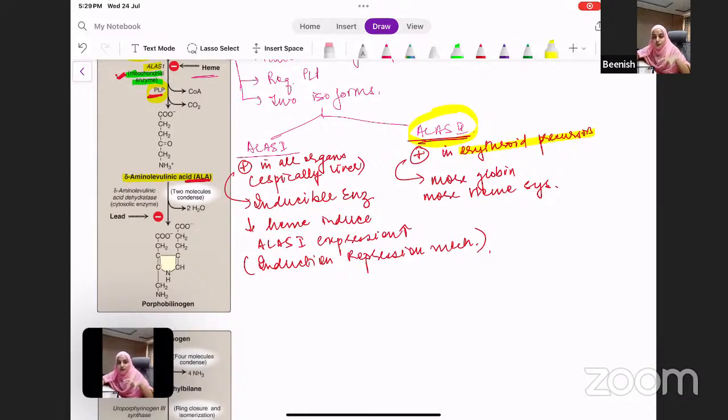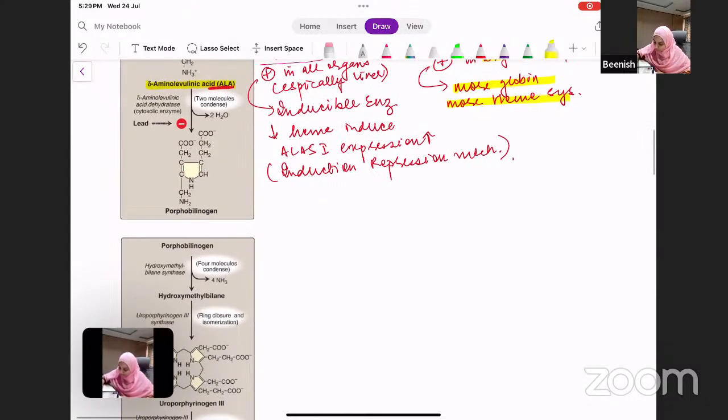The heme synthesized in the erythroid precursors by synthase 2 is most probably going to be used for hemoglobin synthesis. It is going to combine with globin. So the synthesis of heme by synthase 2 is based on the availability of globin. If there is more globin, more heme is going to be synthesized.